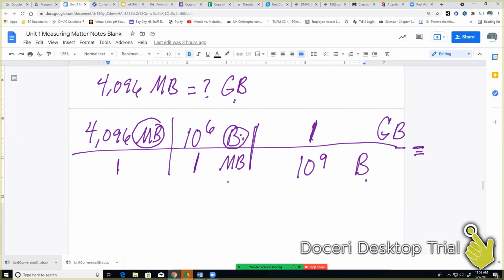So you're going to do 4.096 times 10 to the 6th and get yourself an answer, and then come back and divide it by 10 to the 9th. How many sig figs should my answer have? Heard it. Somebody was scared to say it. 4.